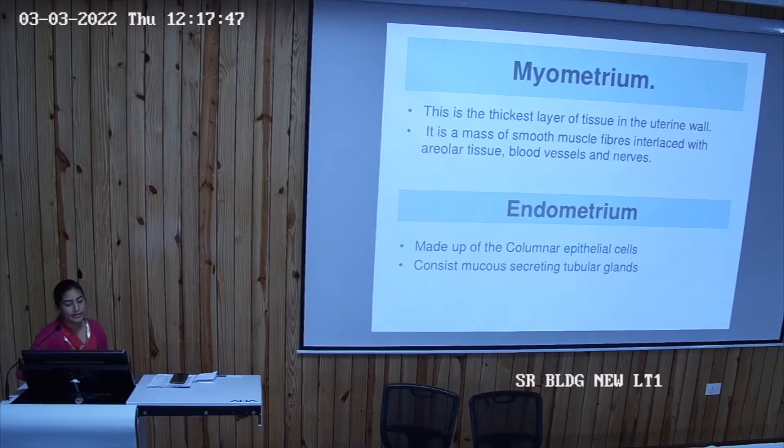Then you have the endometrium, which is made up of columnar epithelial cells. Can anybody explain to me why columnar epithelial cells? Because glands are formed. So anywhere if the epithelium is secretory, it would be cuboidal or columnar epithelium. So you have uterine glands in the uterus.